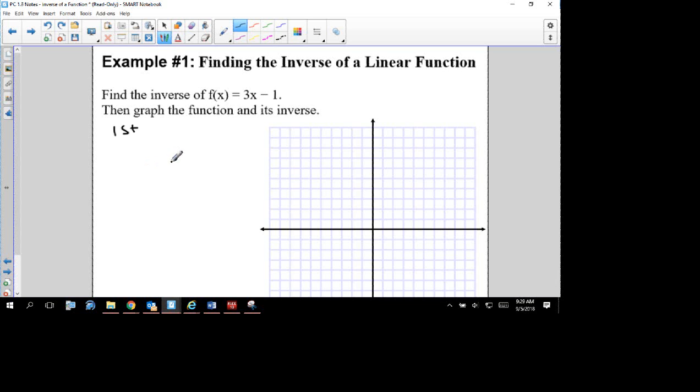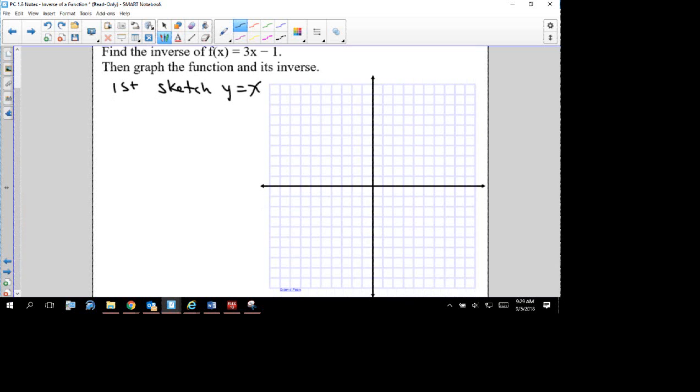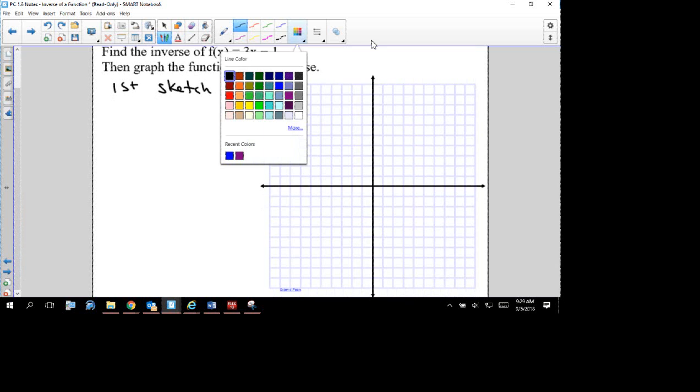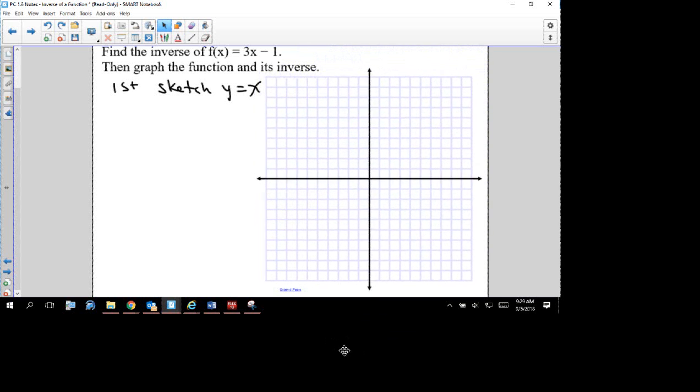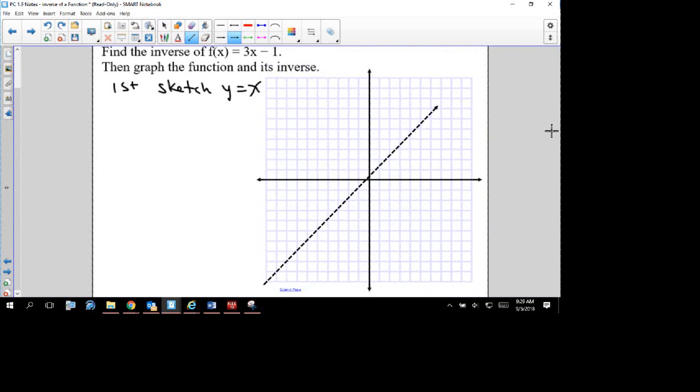First, let's just sketch the y equals x line. Because when we're done, we want to make sure that our two graphs do actually reflect in the y equals x line. So in your assignment, it's going to tell you to do that first. Let's go ahead and do that. The y equals x line is when all the ordered pairs have the same y and x. 1, 1, 2, 2, 3, 3, 4, 4.